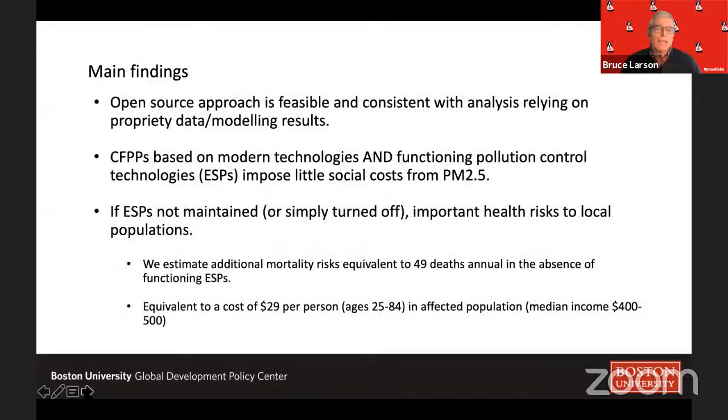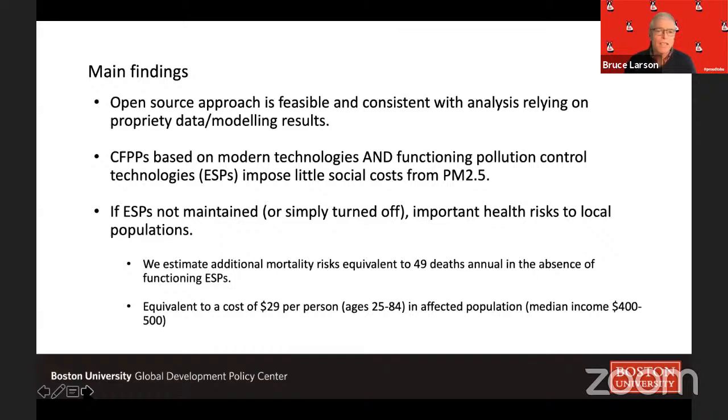Our main finding is that, first, our open source approach is feasible and consistent with analyses relying on more proprietary data and proprietary modeling results that are sometimes inserted into EIA documents, but the underlying analysis is not available. We know that Port Qasim is a plant with modern technologies and functioning pollution control technologies. And in this case, with these modern technologies, we are pretty confident that they impose little social costs in terms of PM 2.5 health risks. But if these environmental pollution control technologies, particularly electrostatic precipitators, ESPs, are not maintained or simply turned off, then there could be important health risks to local populations.